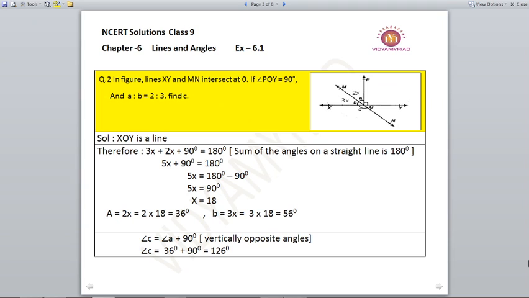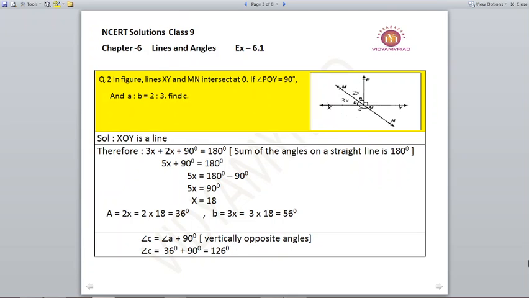Question number 2. In the figure, lines XY and MN intersect at O. If angle POY is 90 degrees and a is to b is equal to 2 is to 3, we have to find angle c.